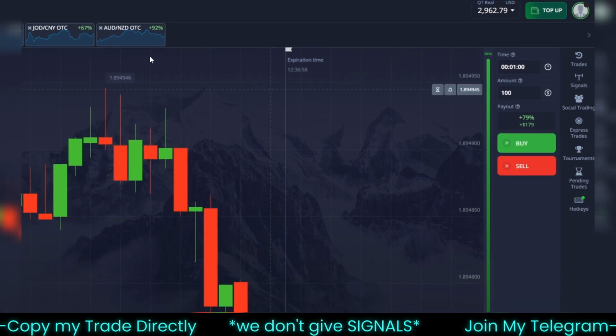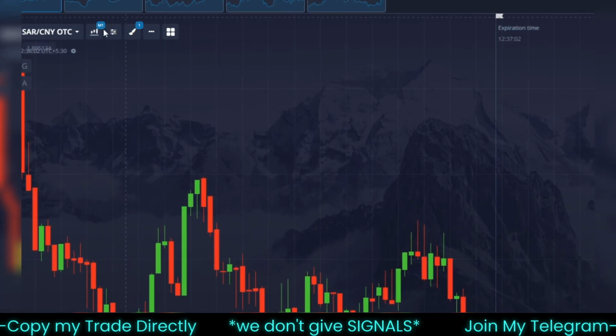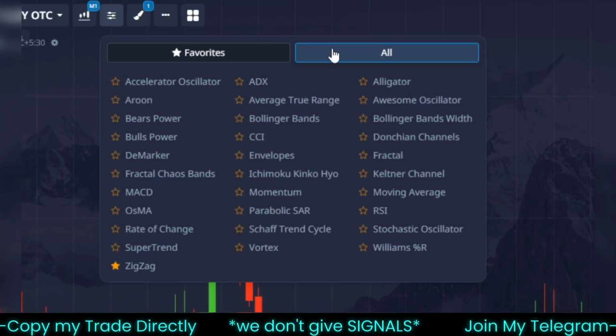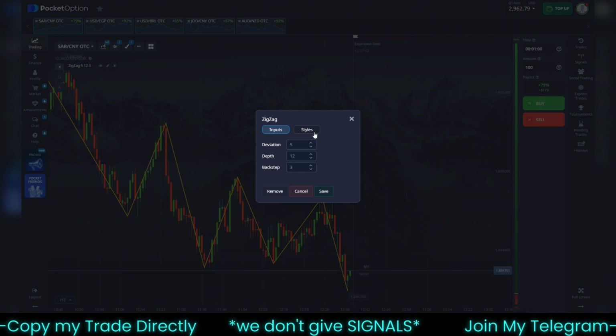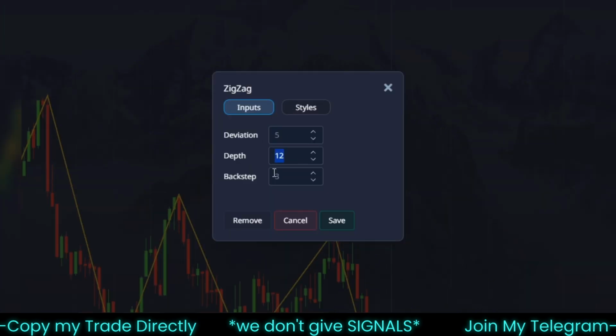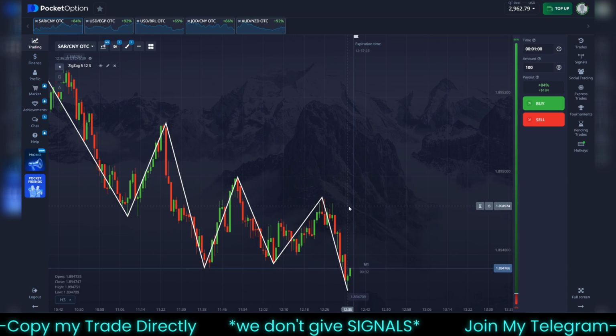Now, after doing this, what indicators are you going to use? Come to the indicator section and select our first indicator, which is the zigzag indicator. And yes, this is the only indicator that we are going to use. Come to settings and keep the values like this. Now come to style and change the color as per your choice and increase the size to 3 pixels, and then save this. So this is the one indicator.